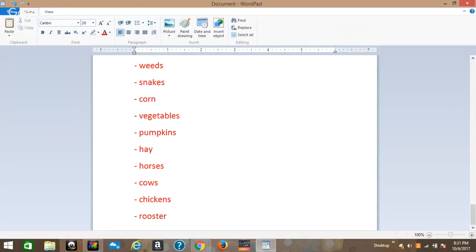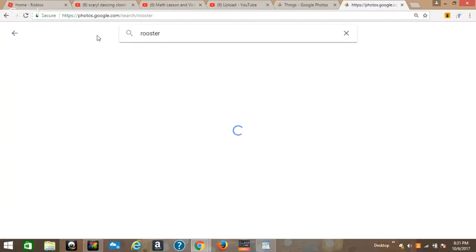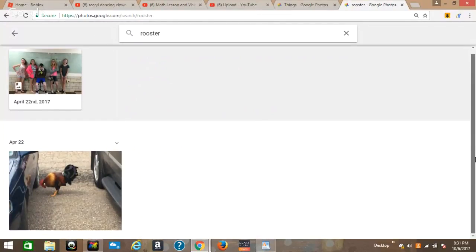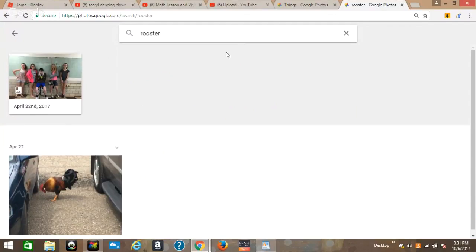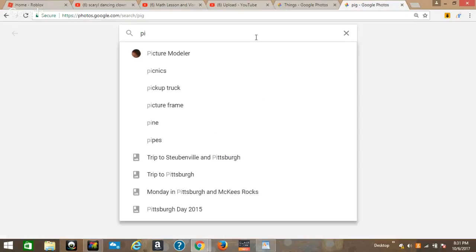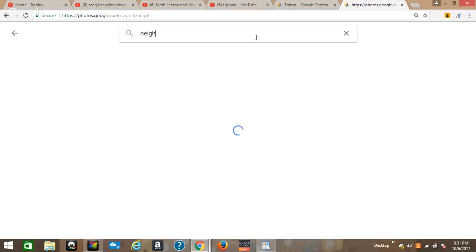Rooster. A rooster is another chicken. And he does cock-a-doodle-doo, unfortunately. You may think he doesn't, but he actually does. I'm not going to use him. Hey, no, we already used that. Watch this.